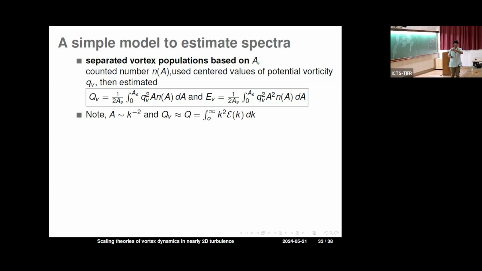Then any area is proportional to the inverse of the wave number squared. So equating this potential vorticity extracted on vortices, and then calculated this kinetic energy spectra. And what we realize is it depends on the number of vortices and how they are connected with each other.